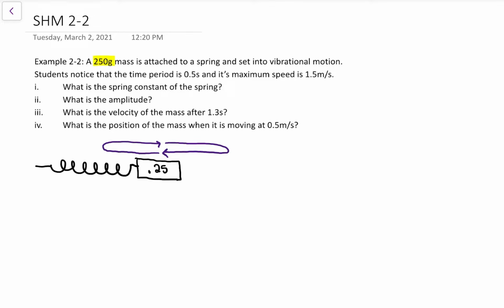Students, notice that the time period is 0.5 seconds. I can't do anything with that right away. Well, I'm going to use that, but let's jot that down and keep reading our numbers. So there's the 0.5, and the maximum speed is 1.5. So when it's at the equilibrium, it's going 1.5 meters per second. And then from that, there's enough with just that little bit that we can figure out the spring constant, then the amplitude, then the velocity, and then the position.